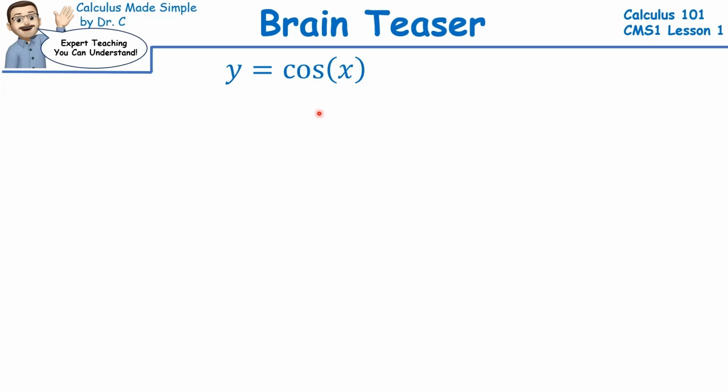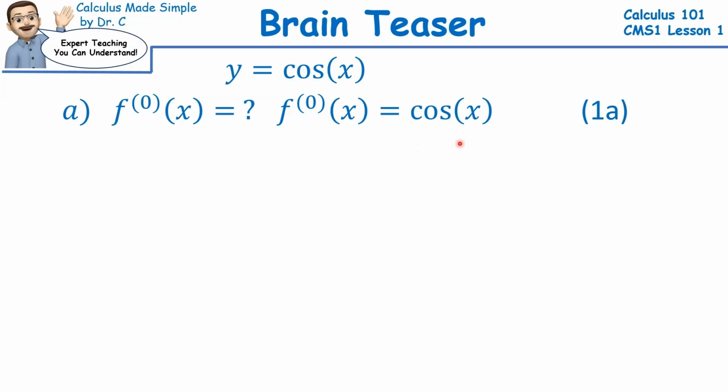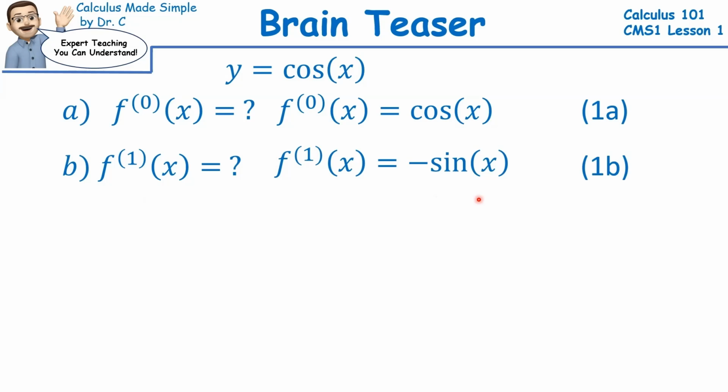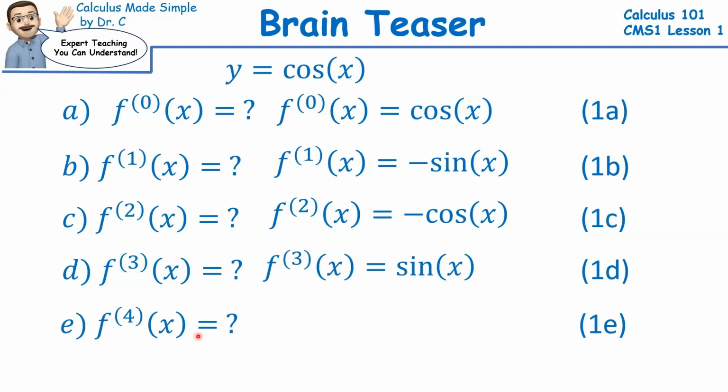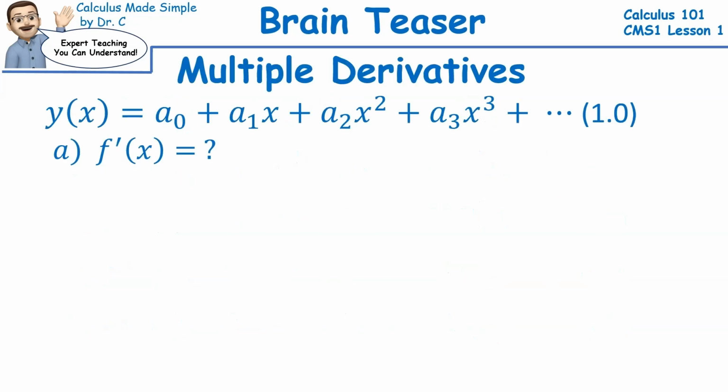Multiple derivatives of y equals cosine x is a brain teaser. Zeroth derivative is just y equals cosine x. First derivative, minus sine of x. Derivative of cosine x is a minus sine x. Second derivative of a minus sine of x is a minus cosine of x. Third derivative of a minus cosine x is a plus sine x. Fourth derivative of sine of x is equal to cosine of x. Now it repeats.